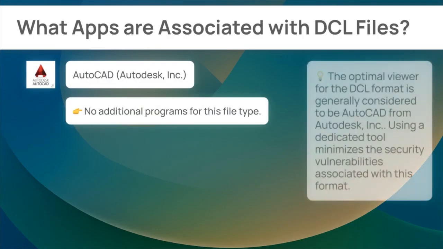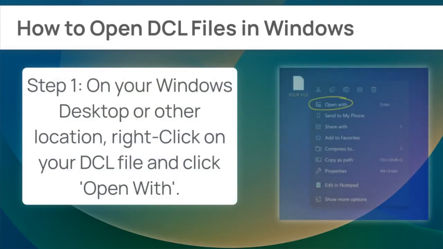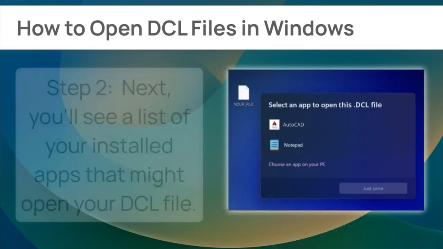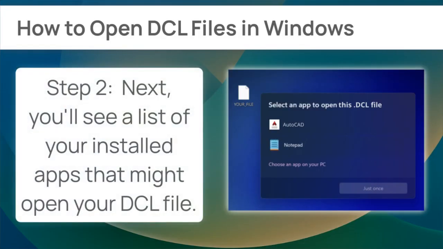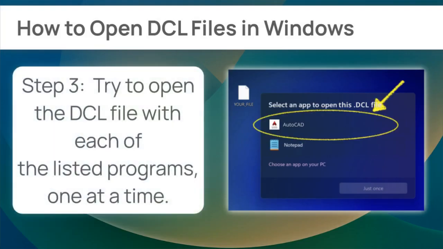Using a dedicated tool minimizes the security vulnerabilities associated with this format. Windows does not interpret code natively, so scripts rely on the right engine to run. Your essential first step is the Open With action. Right-click the DCL file and select Open With. If AutoCAD is installed, select it. If not, choose another program. Every app deserves a chance to open the file.